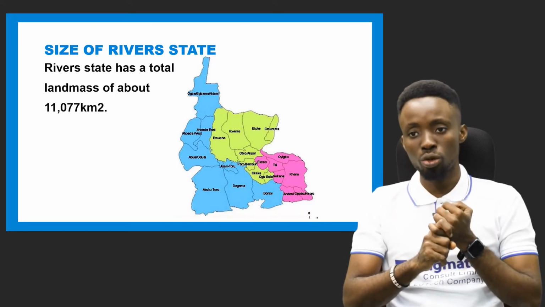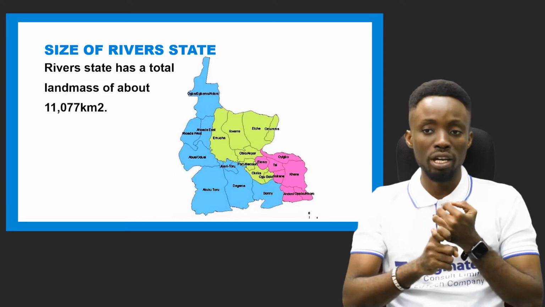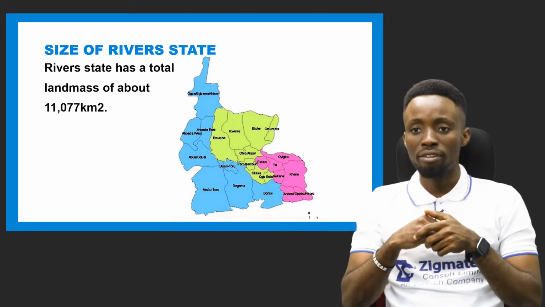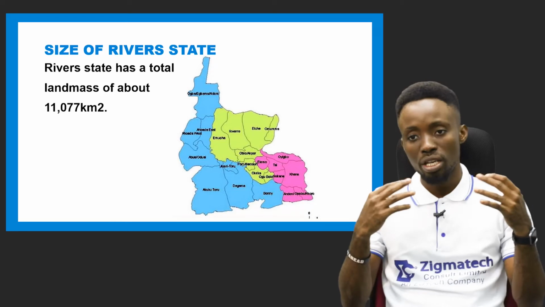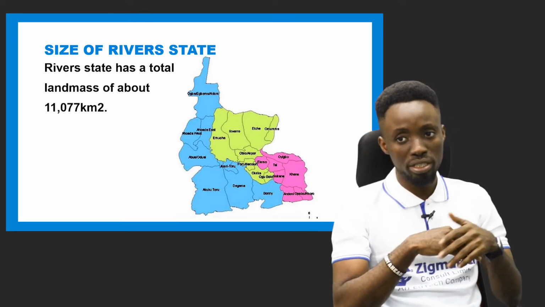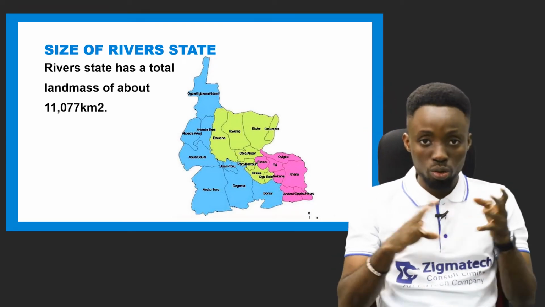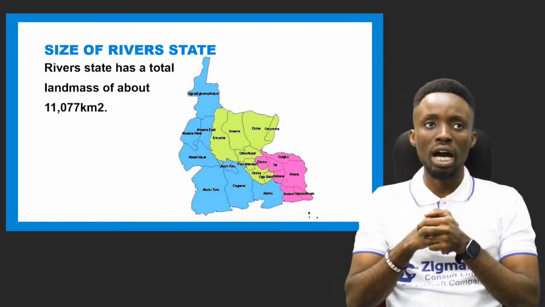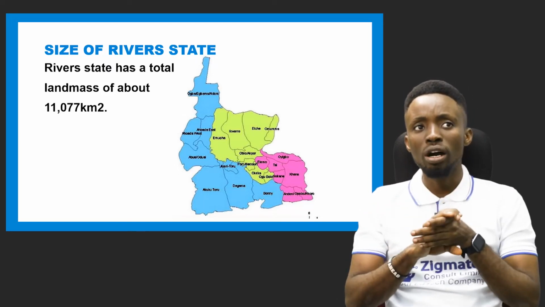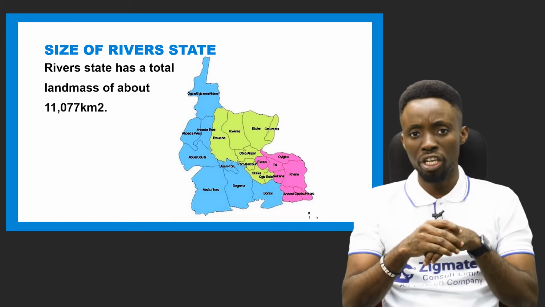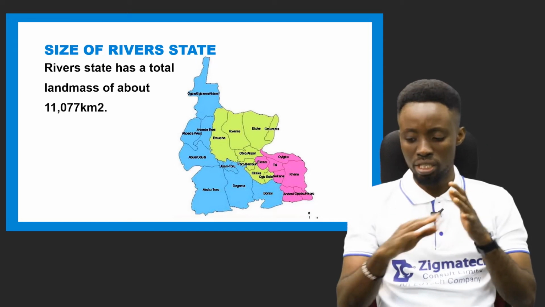Opobo local government area, we have Okreka local government area, we have Ahoda East local government area, and we also have Ahoda West, and we have the Abua Udwa local government area. So these are some of the local government areas we have in Rivers State.